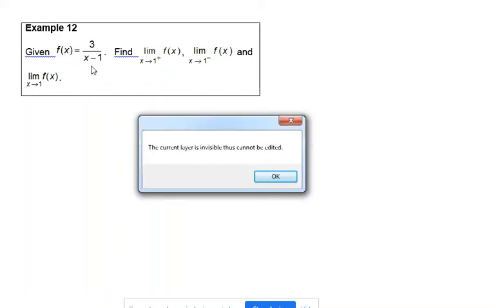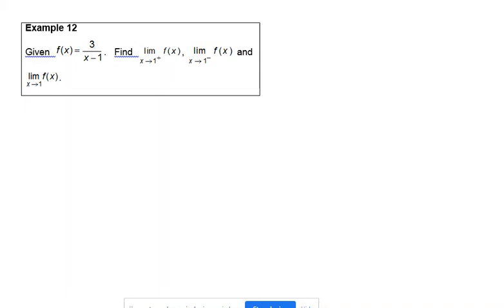Given f(x) is a rational function, 3 divided by x minus 1. Find the limit of f(x) when x approaching 1 to the right hand side. Let's start now.